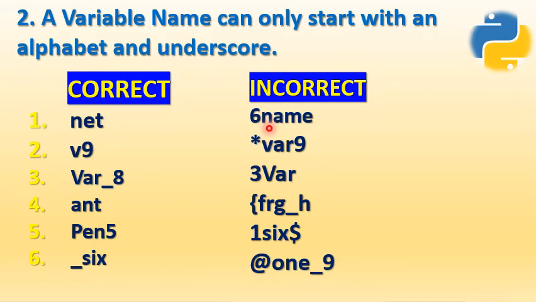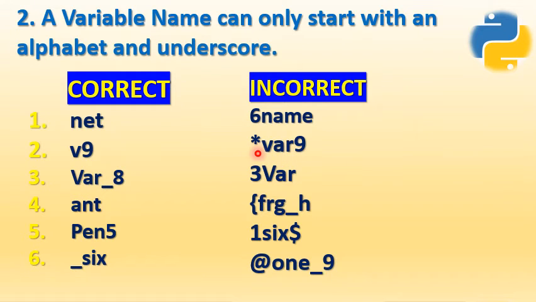See, here in the incorrect ones, I used 6name. Although my variable name can contain alphabets and digits, my digit cannot be at the start. The first letter of my variable can only be an alphabet or an underscore. It cannot be a digit. That's why it is incorrect. See my second example. Here I used v9. It is correct. My variable name contains an alphabet and a digit, and it starts with an alphabet, so it is according to the rules. Here in the incorrect one, see, I used *var9.